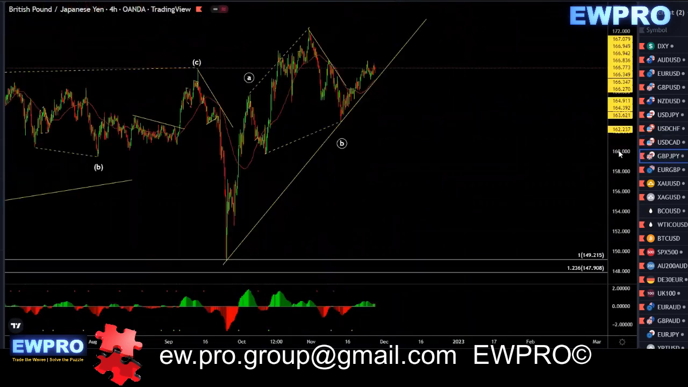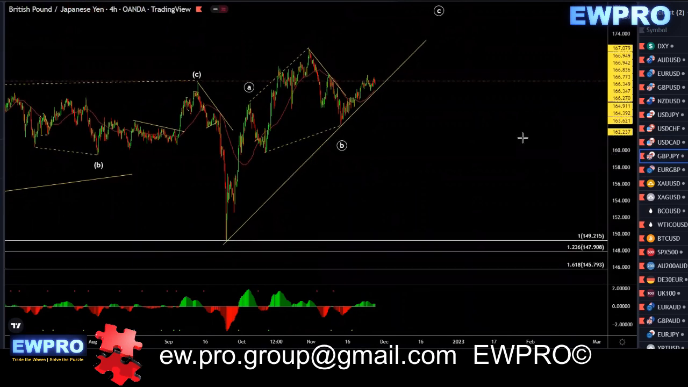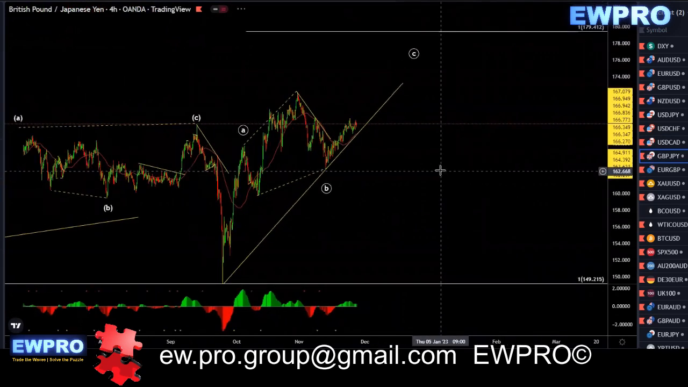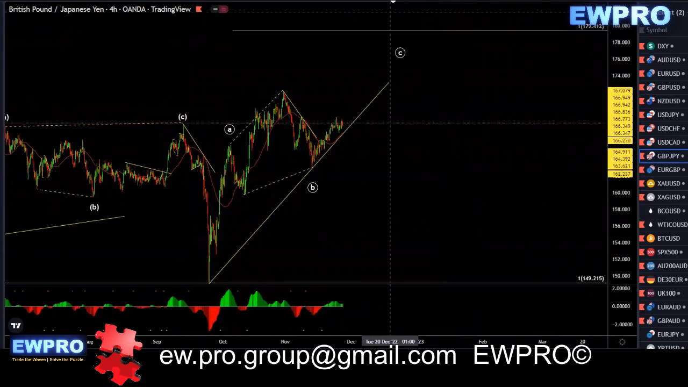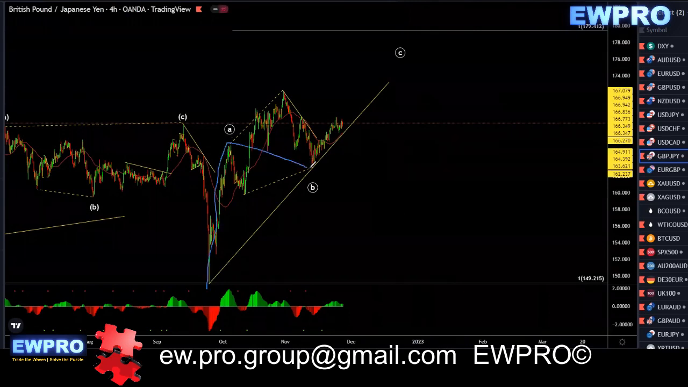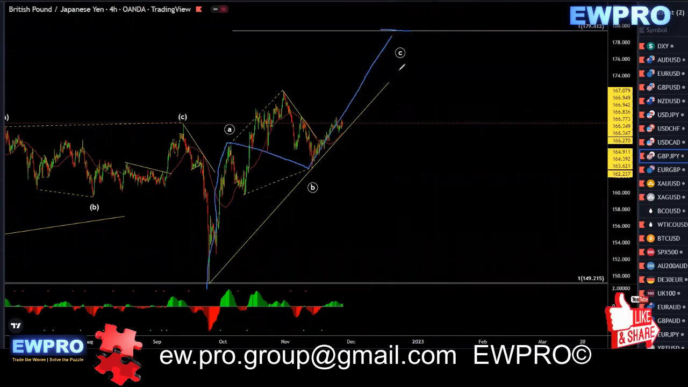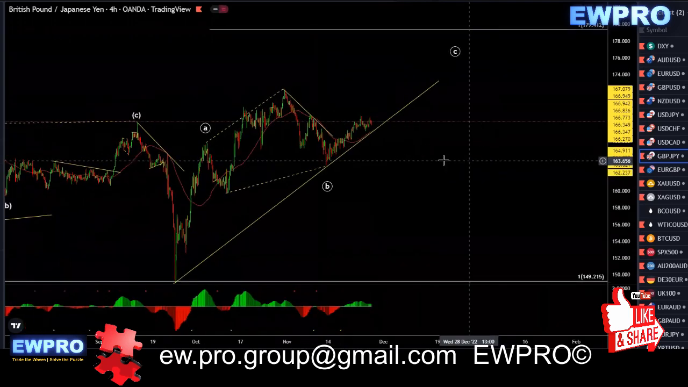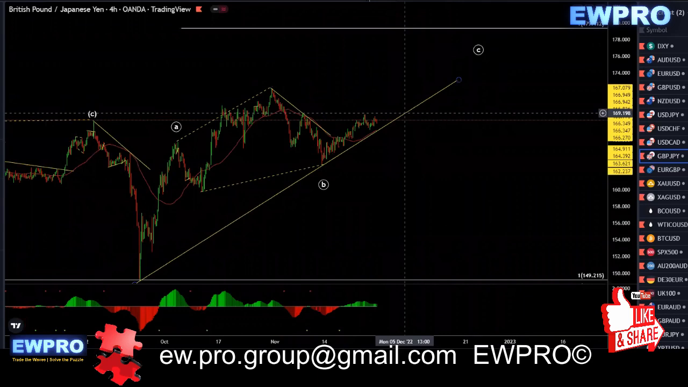GY on the H4. This is not really going to plan. We're looking at that A, B, C up to this 100 pip. The problem is, if I zoom in a little bit, this is very choppy.